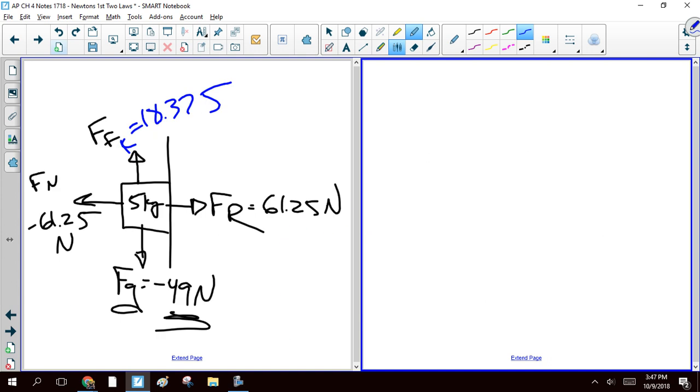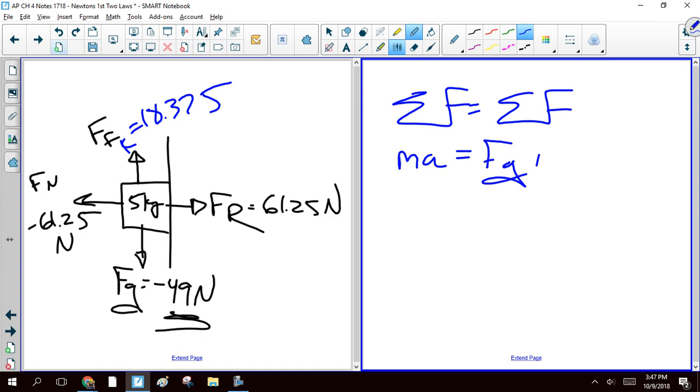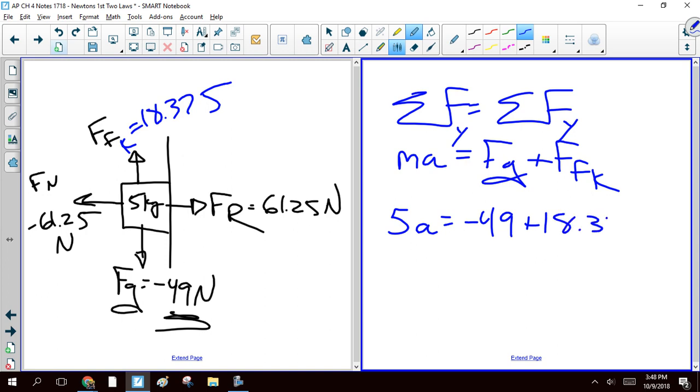And now we can do net force. Mass times acceleration is force of gravity plus force of kinetic friction. Technically this is all in the vertical direction, because horizontally everything cancels. So we're going to get 5a equals negative 49 plus 18.375. Solve it, and your acceleration turns out to be negative 6.125 meters per second squared.